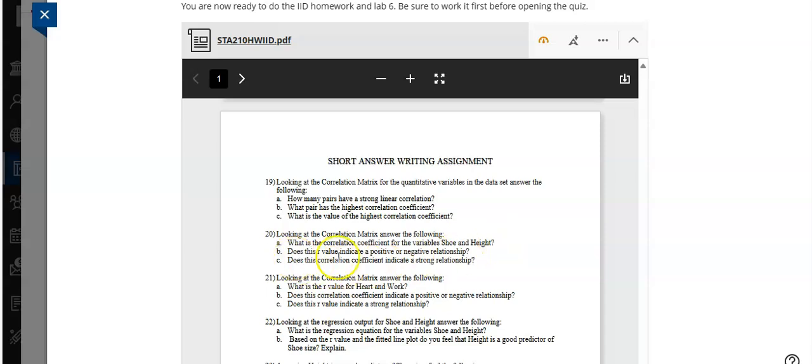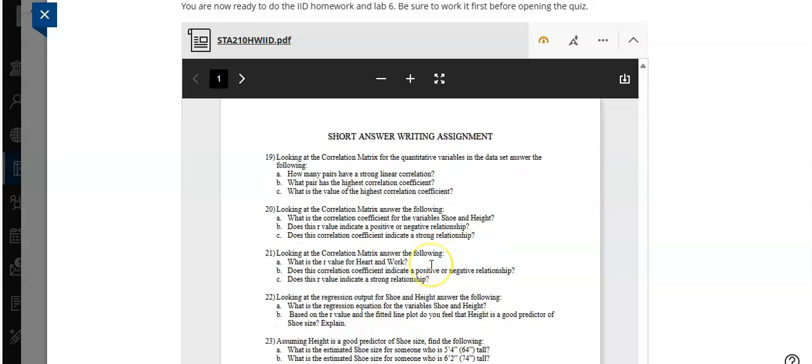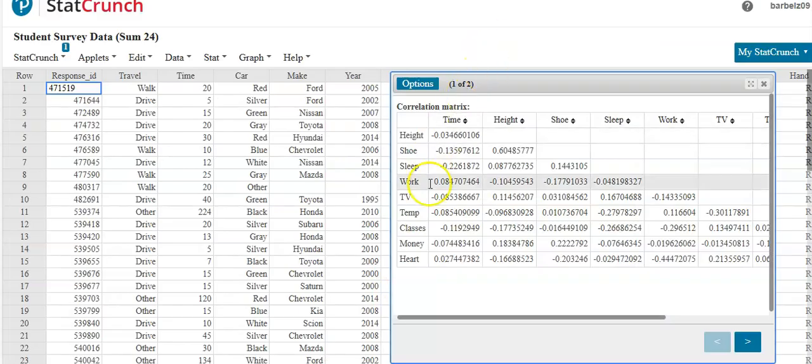And then, does it indicate a positive or negative relationship? It's positive. And does it indicate a strong relationship? No. It's moderate, but it's not especially strong. We're going to consider 0.7 to be our rule of thumb there. And same idea for 21. Okay, so that's that. Let me see what your next question was.